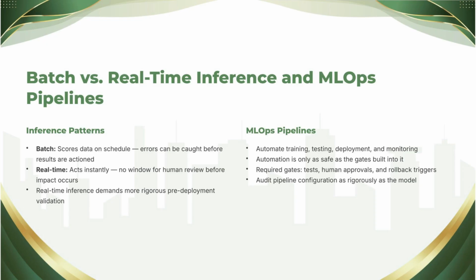Real-time inference is the air traffic controller. A request arrives and the model must answer in milliseconds. Card fraud checks at the moment of payment. Chatbot replies. Dynamic pricing. Here, there's no human between prediction and consequence. Speed is the feature and speed is the risk. If the model degrades at 2 a.m., it makes thousands of bad calls before anyone's coffee is poured.